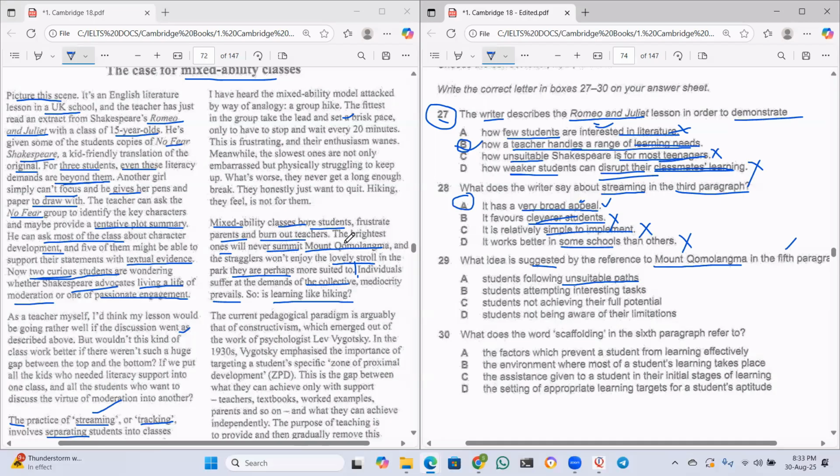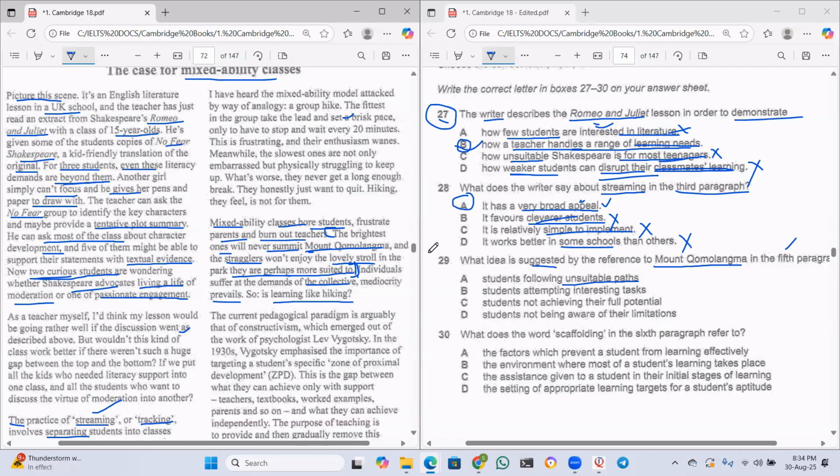Mixed ability classes, the brightest ones will never summit this mount, and the stragglers won't enjoy the stroll. They are perhaps more suited to, okay, so this is the main thing we have to understand. See, bright students cannot climb this mountain, means they can never achieve what they want. And the stragglers, the average students or the strugglers, won't even enjoy this stroll, meaning walking in the park. Perhaps they are more suited to that. So stragglers are suited to strolling. Bright students are suitable to climbing this mountain.